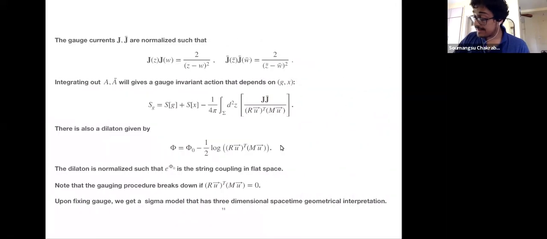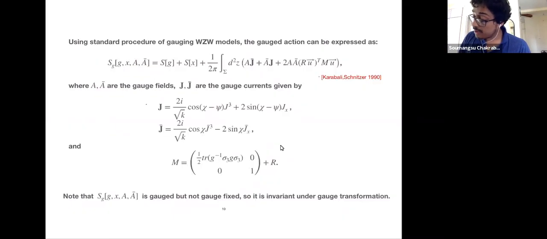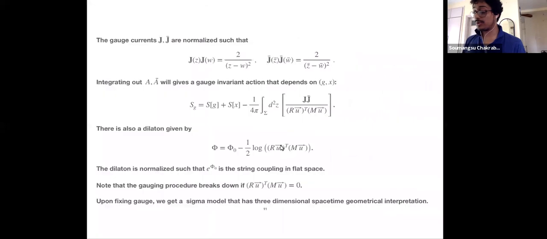These gauge currents are normalized in this particular way. It's not going to be necessary here, but ultimately it may be interesting to calculate the BRST currents, and then that normalization will be necessary. Given an action of this form, the first thing we physicists do is integrate out the A fields, because there is no kinetic term for the gauge field. We do the same thing here as well.